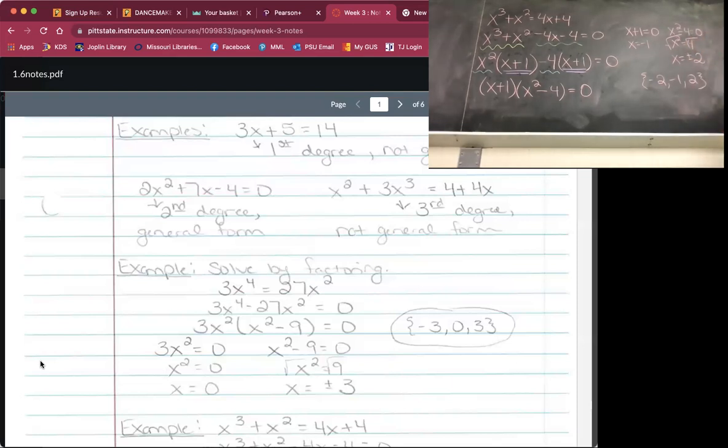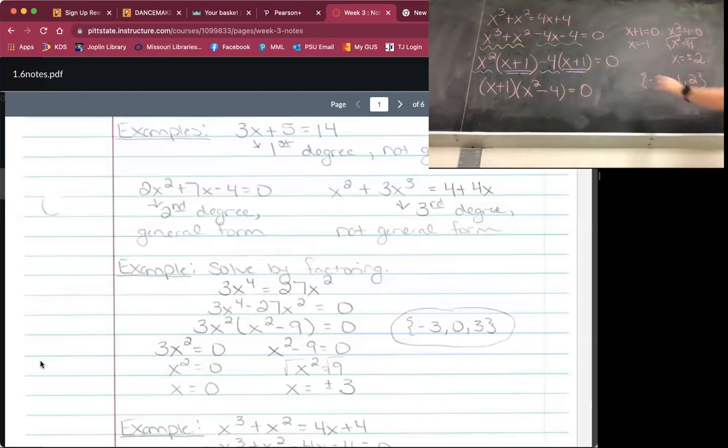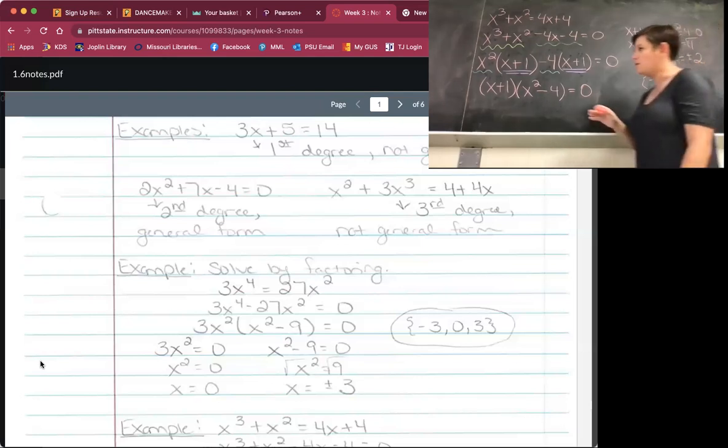The biggest mistake students will make is they either won't factor by grouping correctly and thus be able to pull out the front, and then they get lost right there, or they'll do everything right, and then when they get to this point, they'll forget their plus or minus. So don't forget your plus or minus.